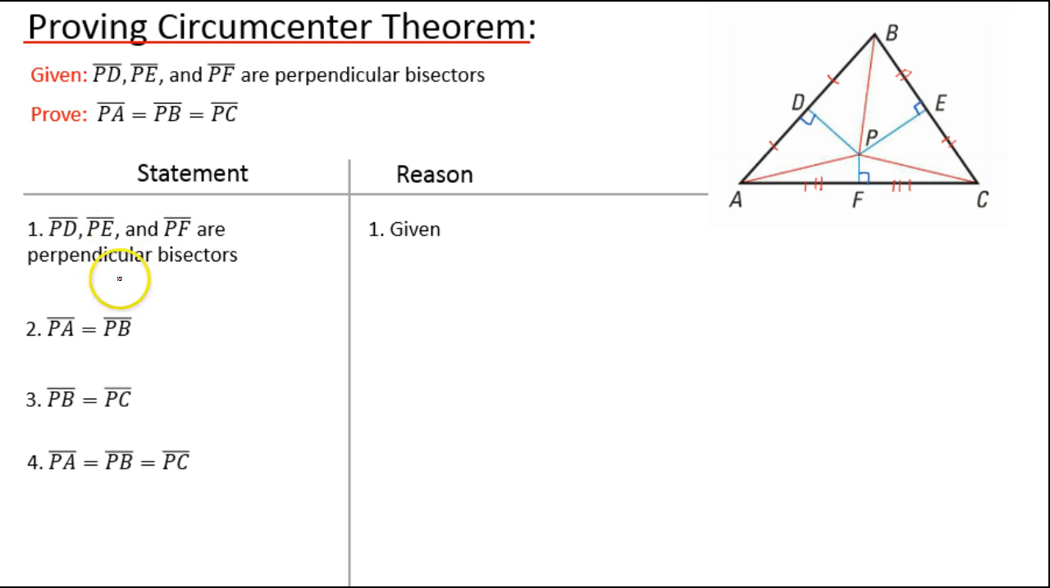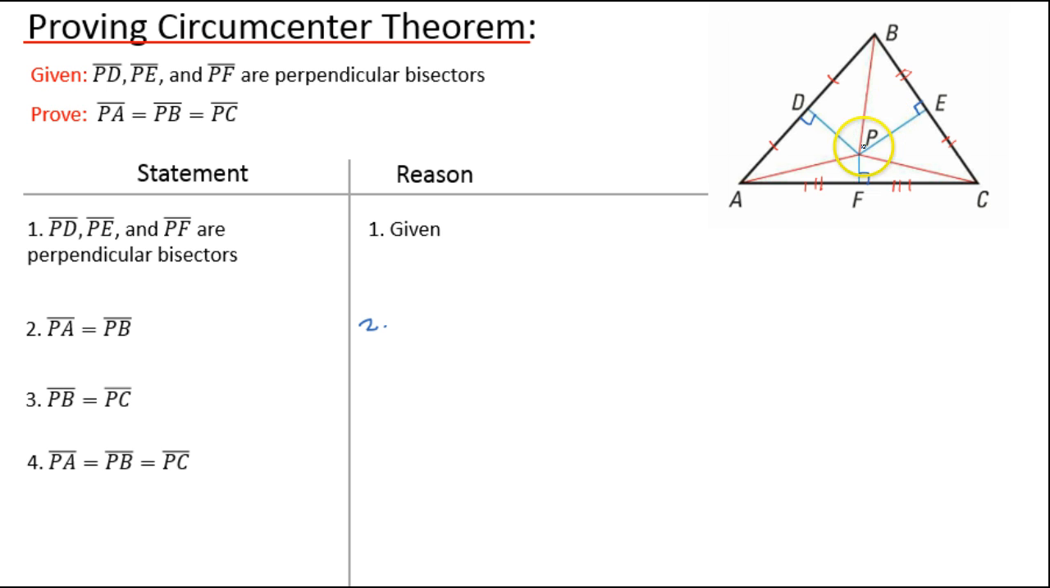So that's just given information. Now you can choose to write that in one or just leave it as is. Totally up to you. So we're going to go with the second statement now. The second statement states that PA is congruent to PB.